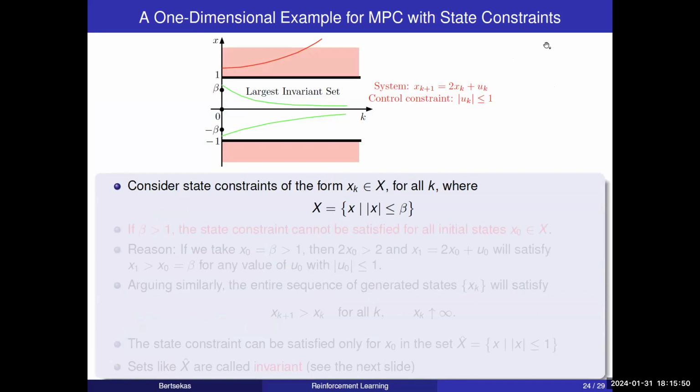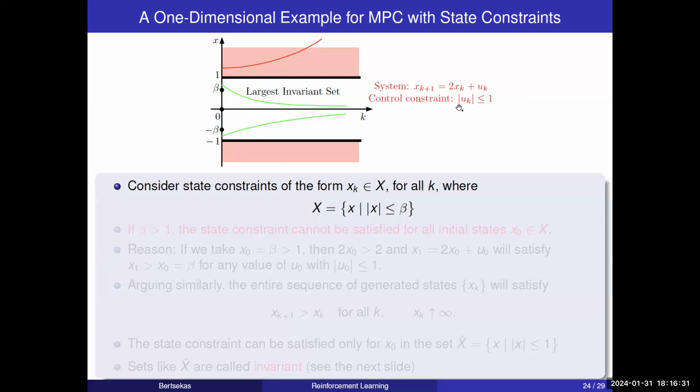And let me explain them in terms of an example. Let's consider state constraints for a one-dimensional problem that are an interval. Here, the requirement is to keep the state of the system within beta distance from 0. And the system that I have chosen for this example is unstable. It has this form. So from state xk, the state tends to increase, gets doubled, and has to be brought back towards 0 with proper choice of uk.